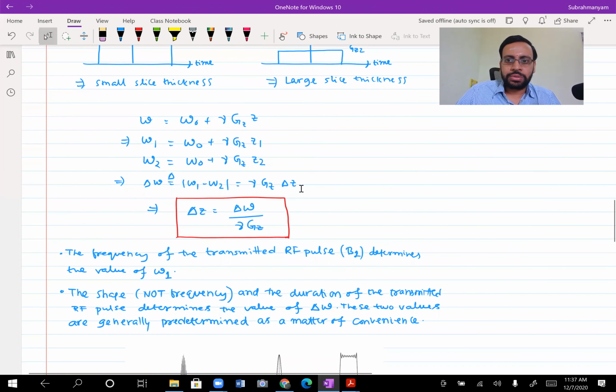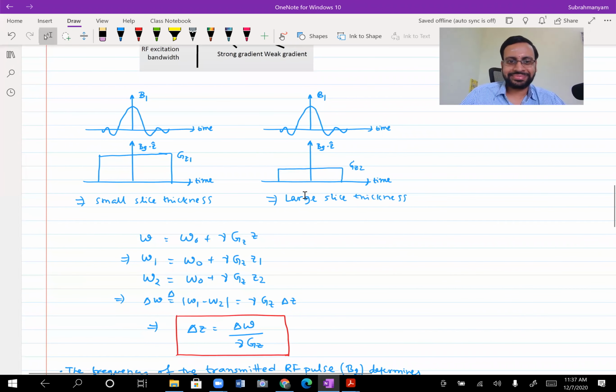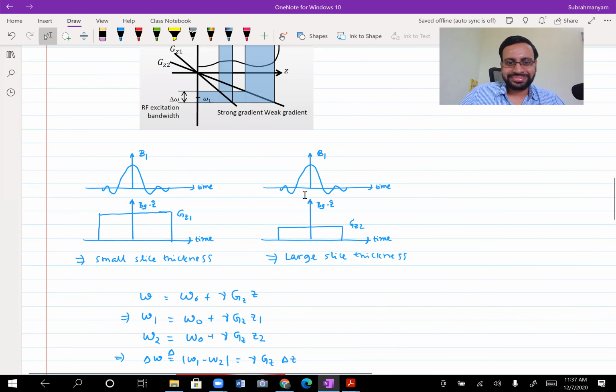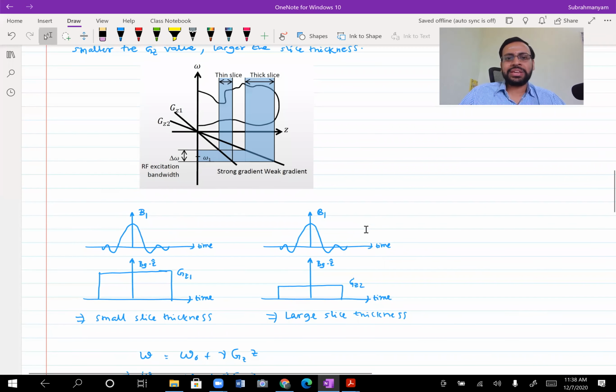So what is the visual difference between a thin slice and a larger slice? So here Gz is larger. If you want a thin slice, Gz1 is greater than Gz2. But what's the difference between a thin slice and a large slice?